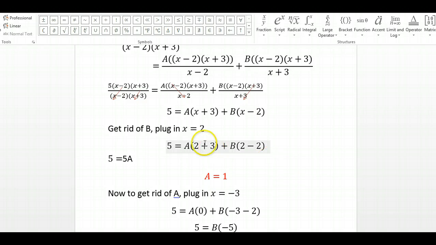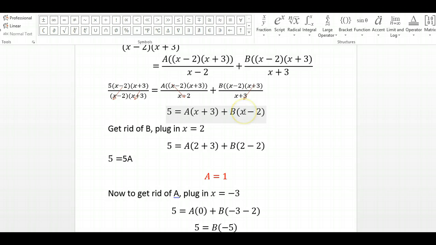Now here's what we're going to do. We have A and B here, and we need to solve for A and B. So how do we do this? Well, if you can get rid of B, then we will only have A left. If you want to get rid of B, what will be the easiest way of doing that? Because this is true for any x, we can plug in a certain value for x. So what is the value for x which will make B disappear?